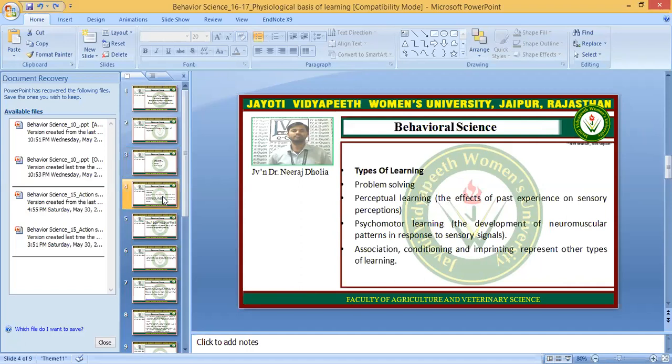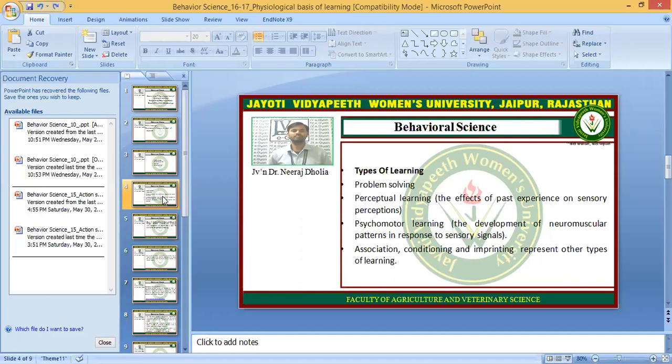The next type of learning is problem solving learning. It comes after experiences. You face various types of problems, and when you come out of the problem, you have the experience, and you can solve the next problems using the experience of the earlier problems.